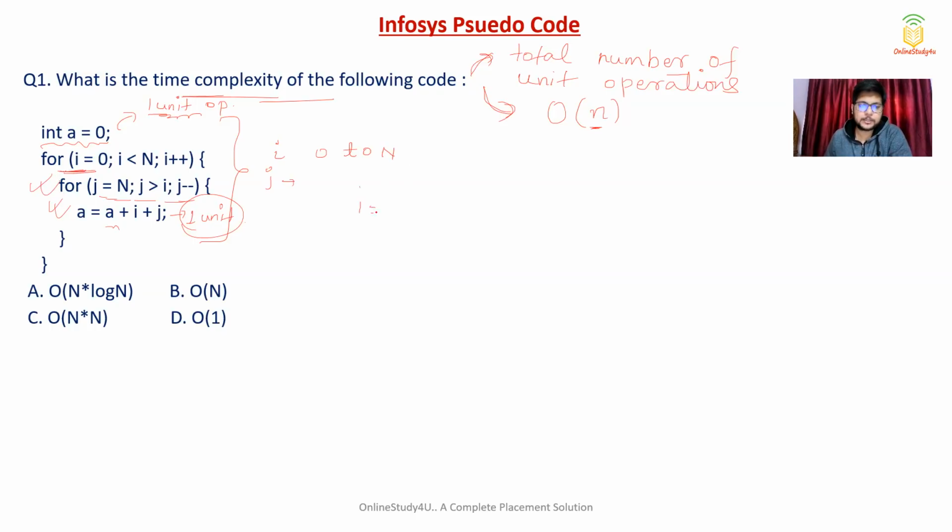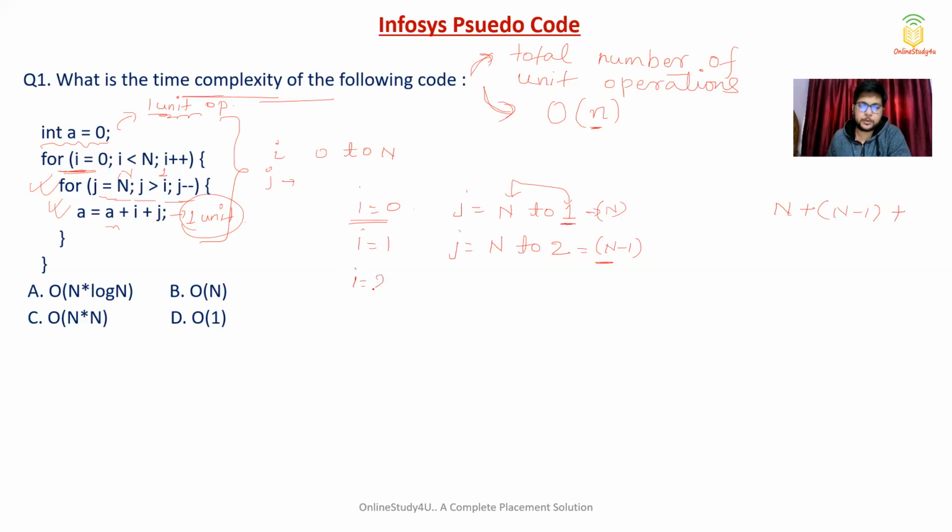So for I equal to 0, my j runs from n to 1. So the total number of unit operations for this iteration is n. For I equal to 1, my j runs from n to 2. Why from n to 2? Because j is greater than I, and I is 1, so that is 2. So this is n minus 1 unit operations, because we have reduced one step.